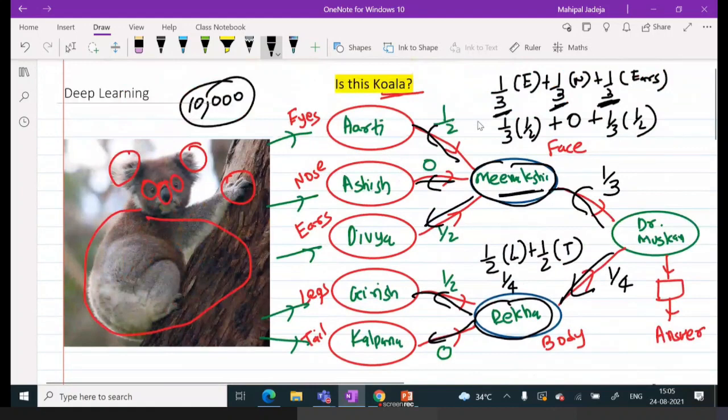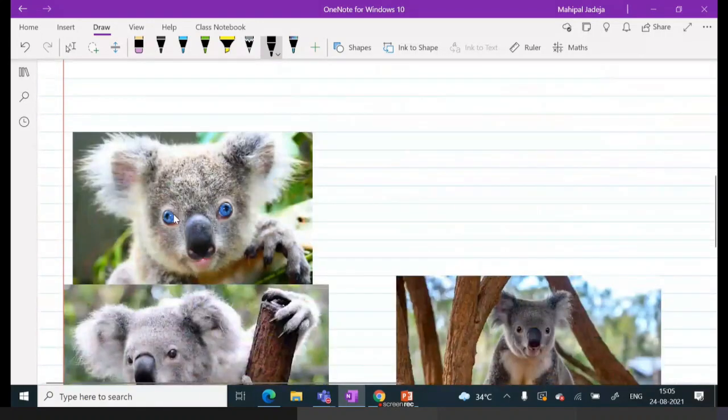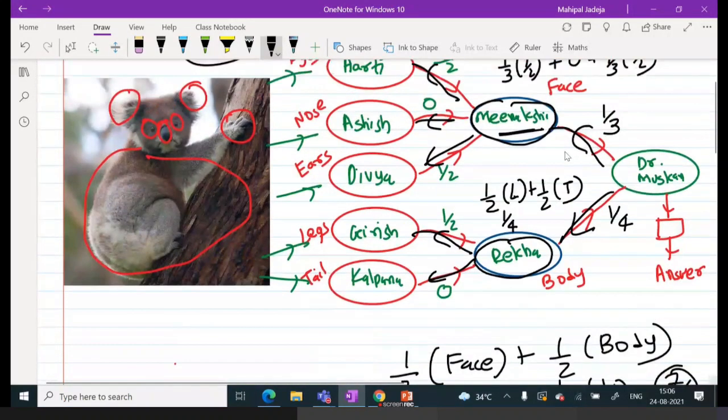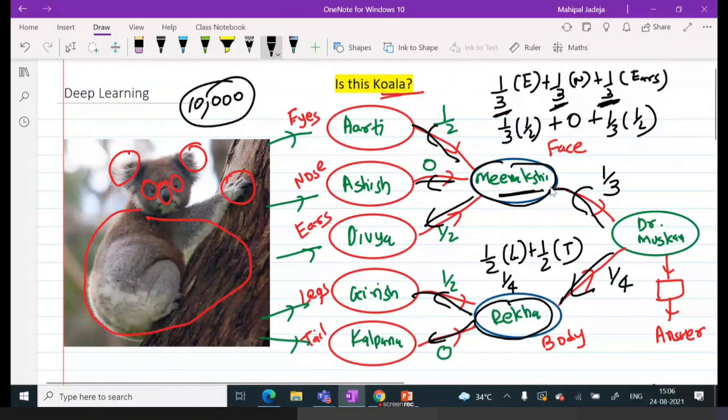After 10,000 iterations, these individual members will become experts now. In one shot, they will be able to give the correct answer with high accuracy, because they are familiar that these eyes are of this particular koala animal, this nose is of the koala animal, and so on. The most important thing with respect to this exercise is, if you notice, over a period of time, these weights will also change.